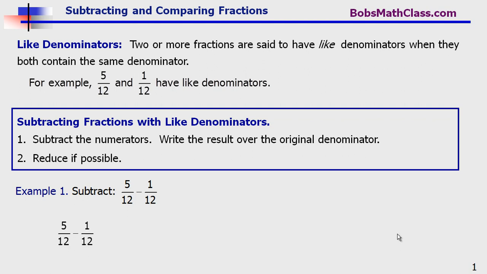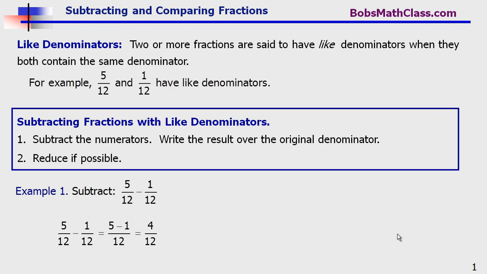Okay, so example 1, subtract 5 over 12 minus 1 over 12. 5 minus 1 will be 4, and then the denominator stays the same. And then we could reduce it. If you left the answer as 4 over 12, you will not get full credit on a test. You'll probably get partial credit.